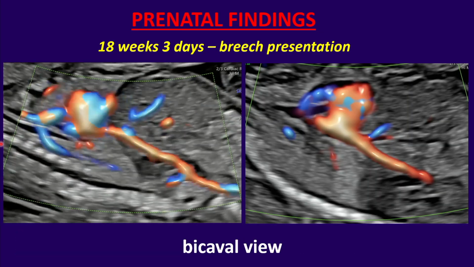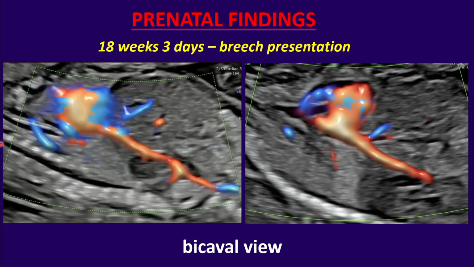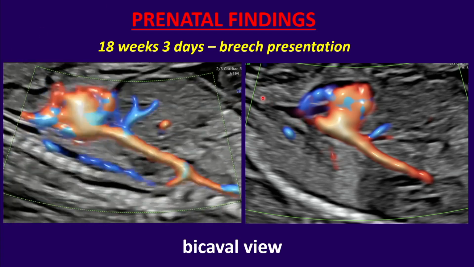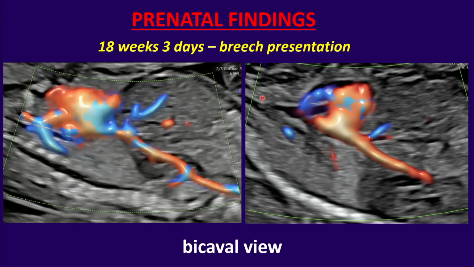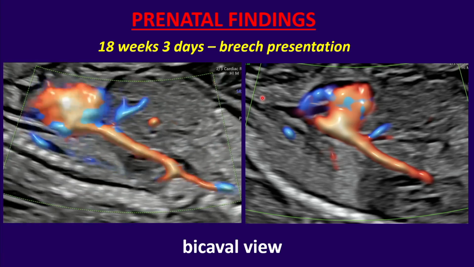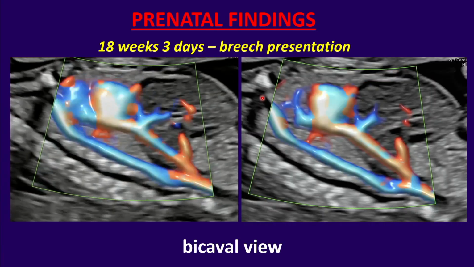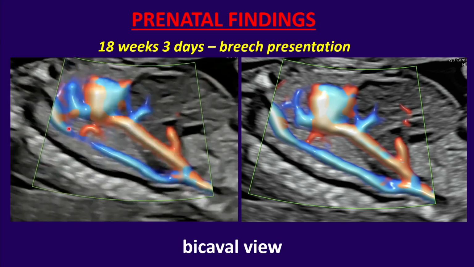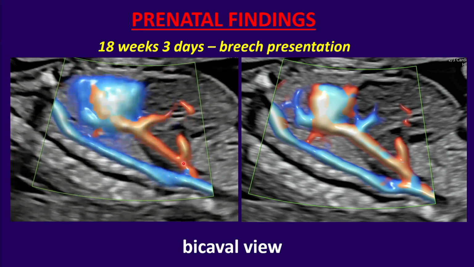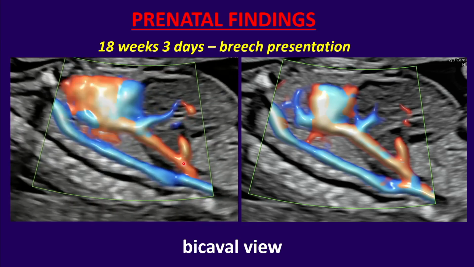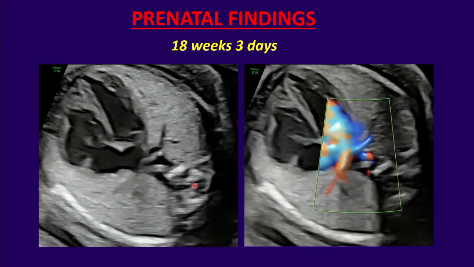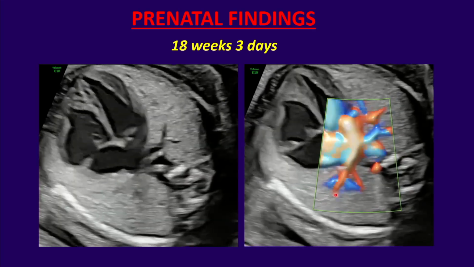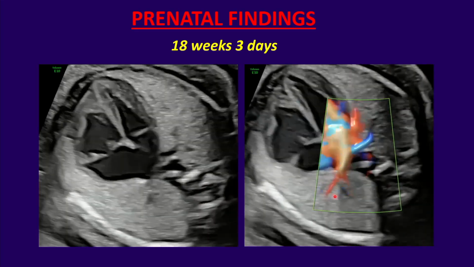So we are looking at the sagittal plane. We cannot see the SVC here. We were not able to see the SVC on the 3 vessel and trachea view either. But we can see a very dilated vessel that brings the blood down to the IVC. And surprisingly enough, looking carefully, we were able to identify the pulmonary veins normally.